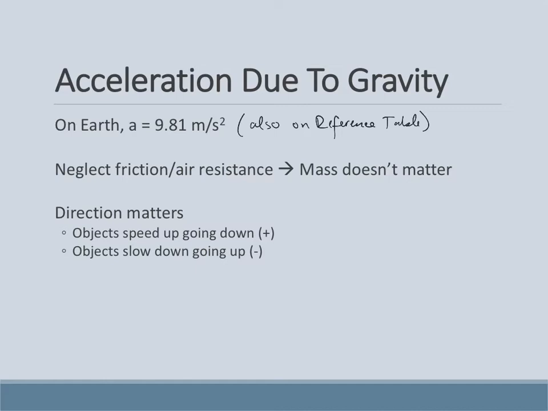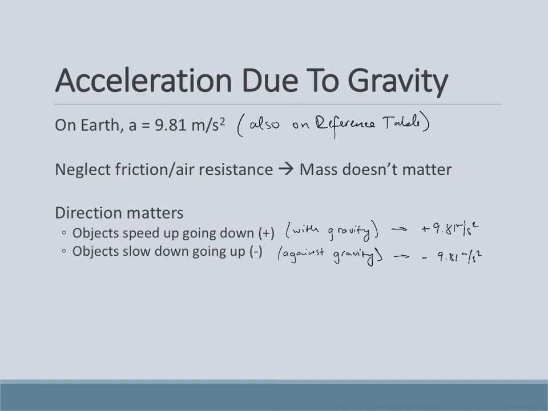Direction matters. So we have to check whether or not the object is moving up against gravity or going down with gravity. So if it's going down, your objects are going to speed up because it's following gravity. Gravity's pulling it downward, so it's going to accelerate. So this is with gravity. And then the second bullet point here, objects slow down going up. This is against gravity. Hence, you make your acceleration negative. So this leads to positive 9.81 when you're dealing with problems, and this one leads to a negative 9.81.